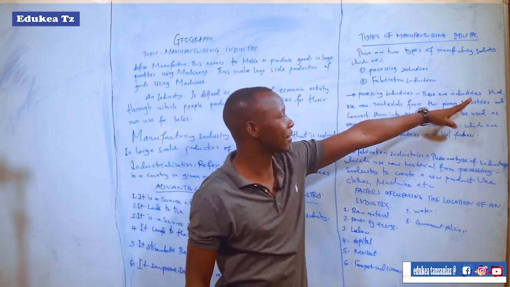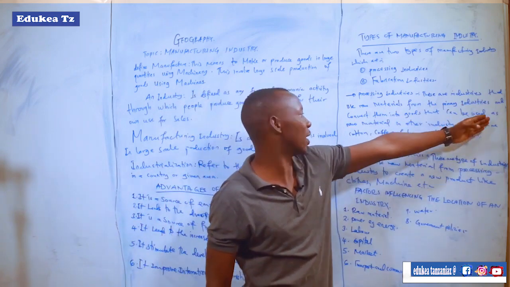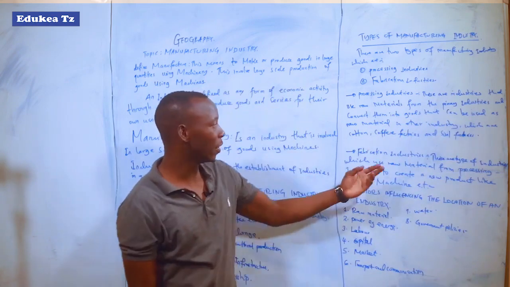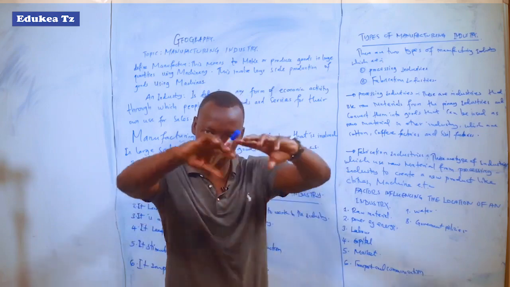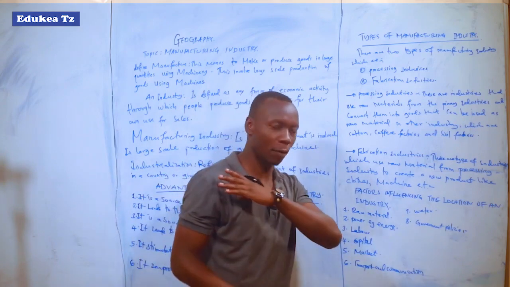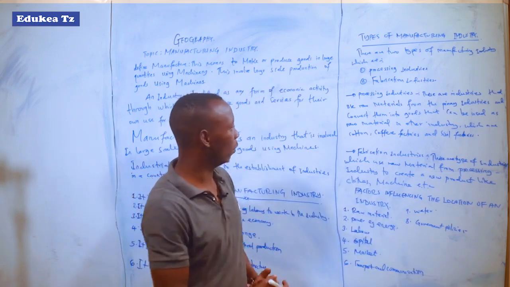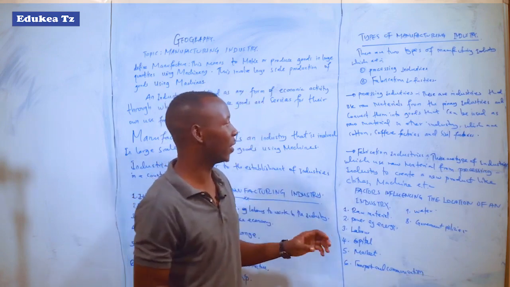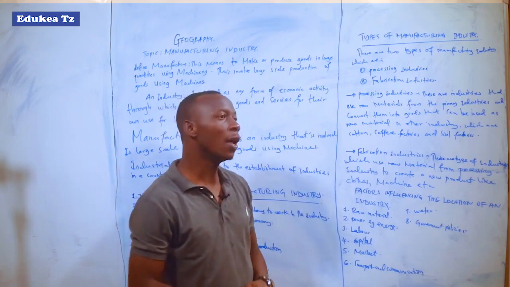The processing industry consists of industries that use raw material from the primary industries and convert them into goods that can be used as raw material in other industries, for example cotton factories, coffee factories and sisal factories. So these processing industries are there to refine those raw materials. It creates a separation of unwanted material and wanted material into two different parts. For example with coffee, the processing industry removes the back part of the coffee, so that it remains pure coffee, and that pure coffee will be taken to another industry, the fabrication industry, to produce the end product.